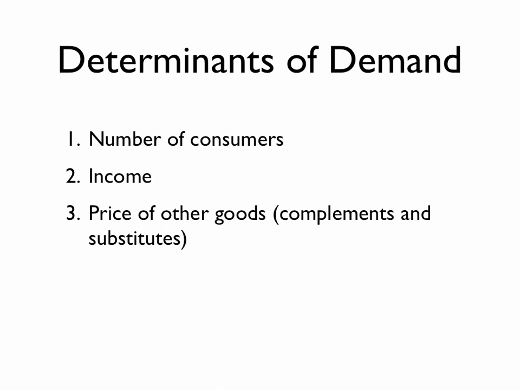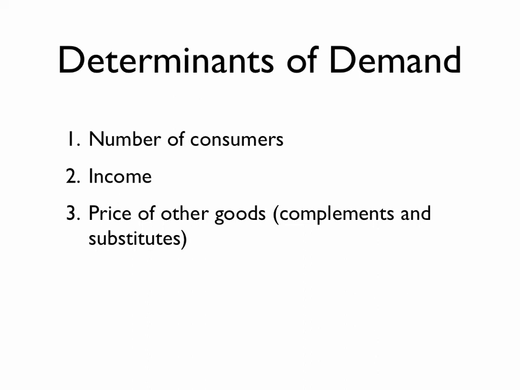The prices of other goods, complements and substitutes. If we're looking at the market for tea, when the price of coffee rises, that causes the demand for tea to increase. The price of coffee increasing causes people to substitute away from coffee and buy more tea. Therefore, the demand for tea increases.